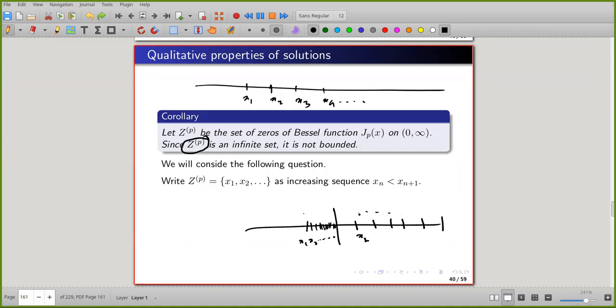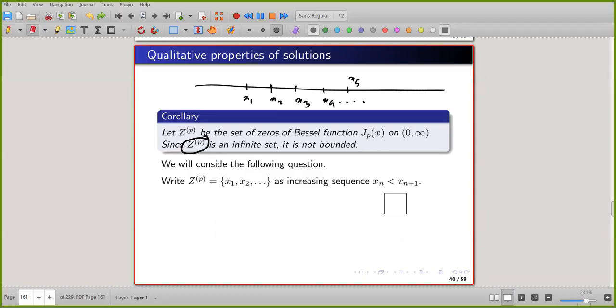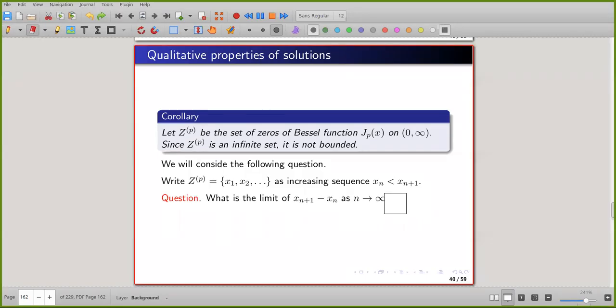If you say that I'm going to number them increasingly from here, that's not going to happen with the zeros of the Bessel function. That's the point I'm trying to emphasize, because of what we have proved so far. So we can number them increasingly, and the next question we are interested in is, what is the limit of x(n+1) minus x(n) as n tends to infinity?